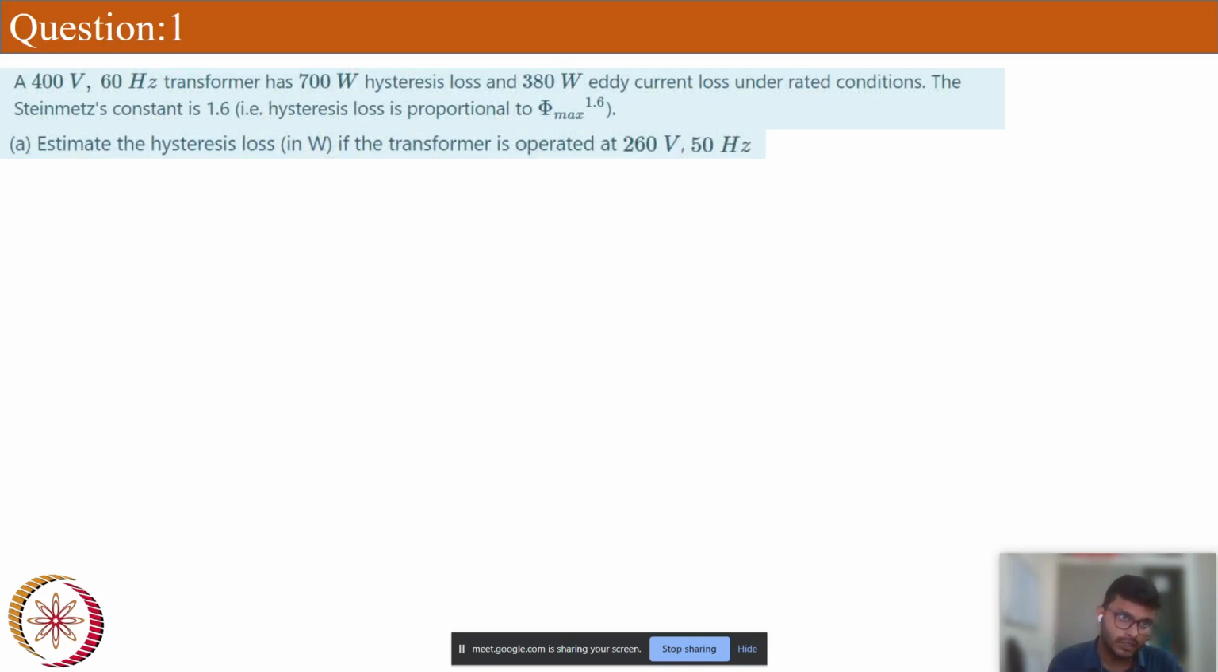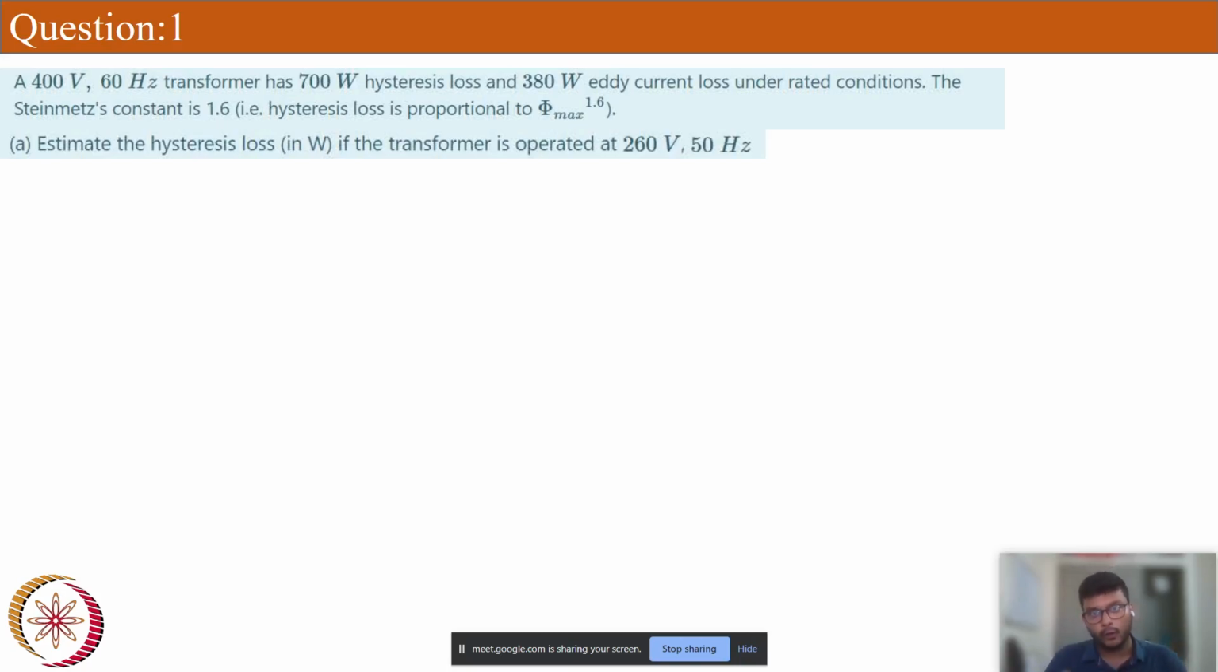Initially our transformer is operated at 400 volts and 60 Hz, but now we have changed the operating voltage and the supply frequency as well. When we change the voltage and frequency, how are the hysteresis loss and eddy current loss going to change? Indirectly, we are being asked how the losses depend on voltage and frequency. That's what we are asked.